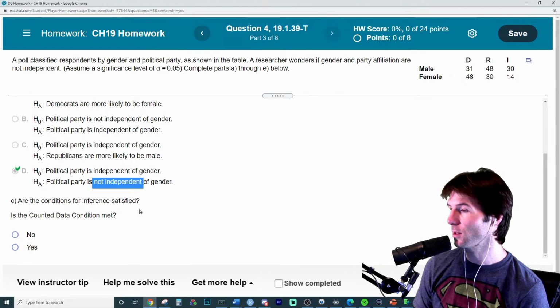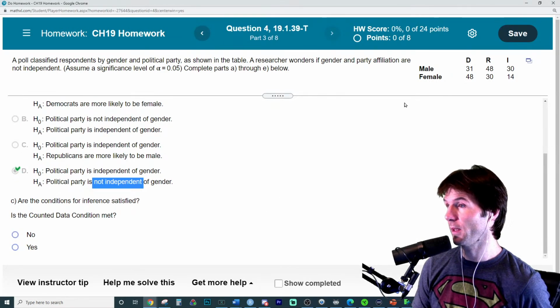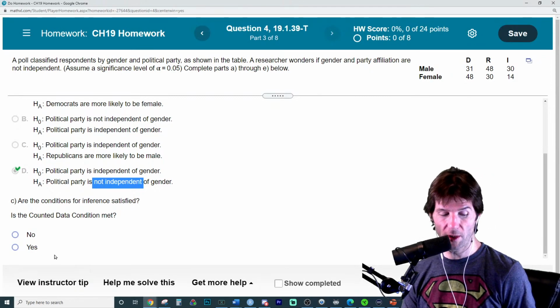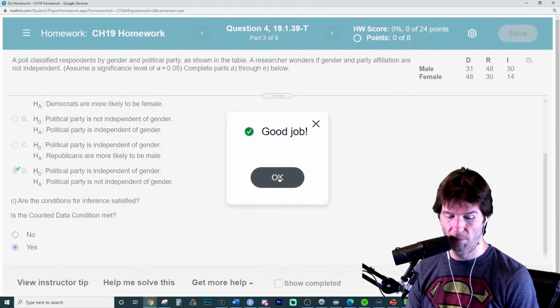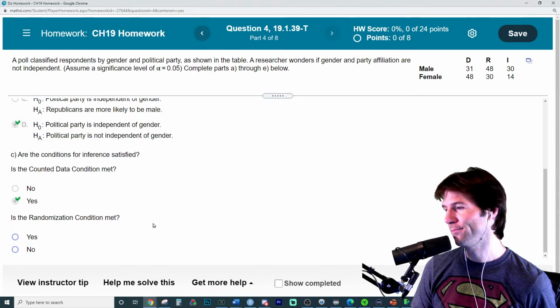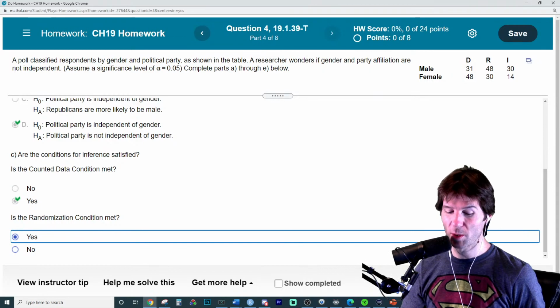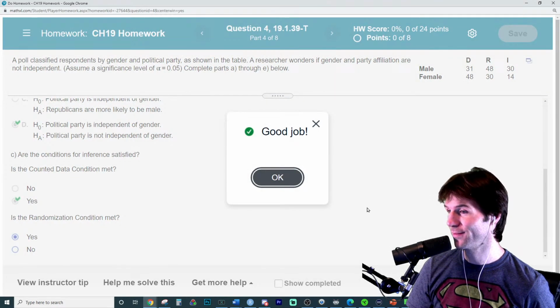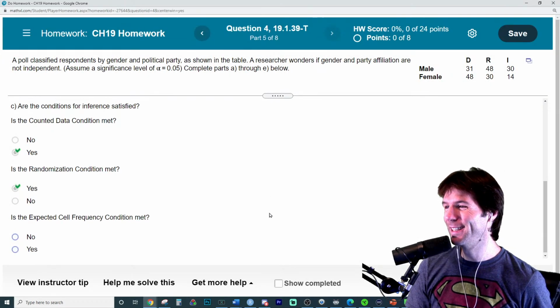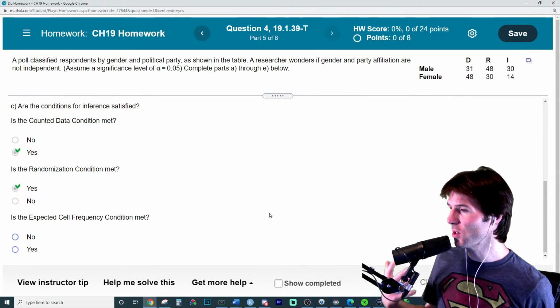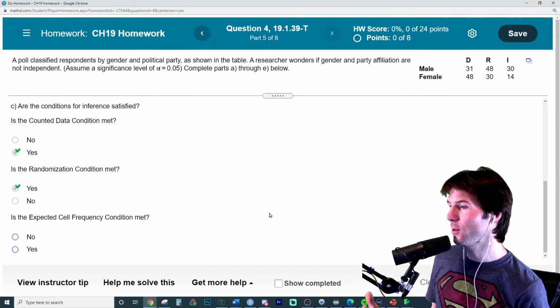Is this count data? Count data means that both variables are categorical, and gender is categorical and political party is categorical. So definitely count data. Are these randomly selected? Maybe, kind of, yeah. Our questions on the test will be a lot clearer. Yes. Great job, Jillian. And is expected cell count met? Not yet. Well, this is where we need to use JMP. You can do this by hand.